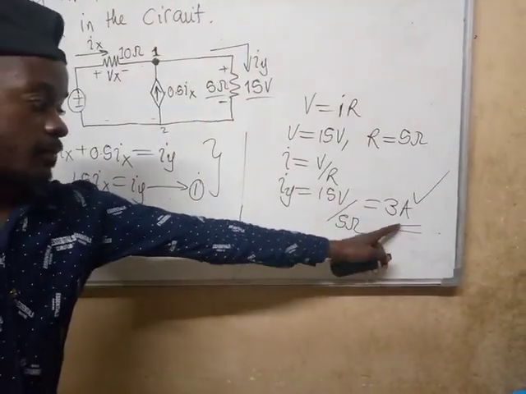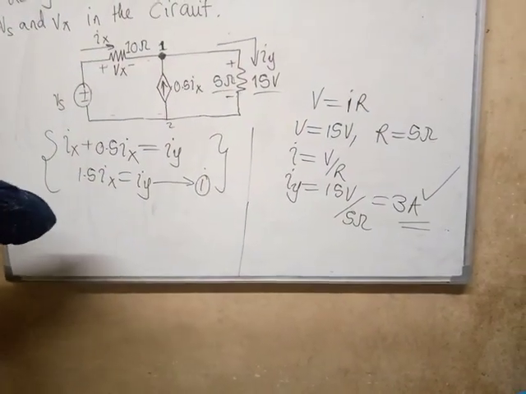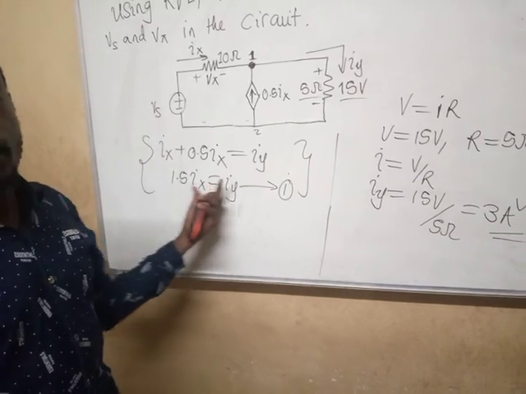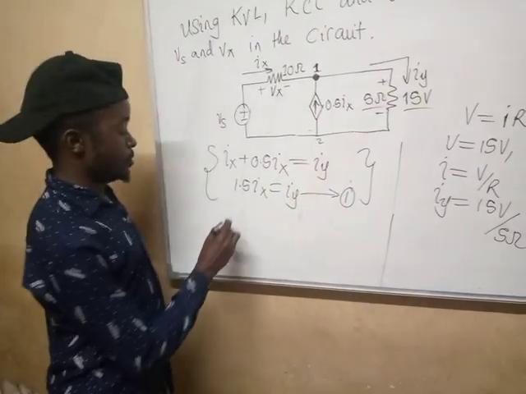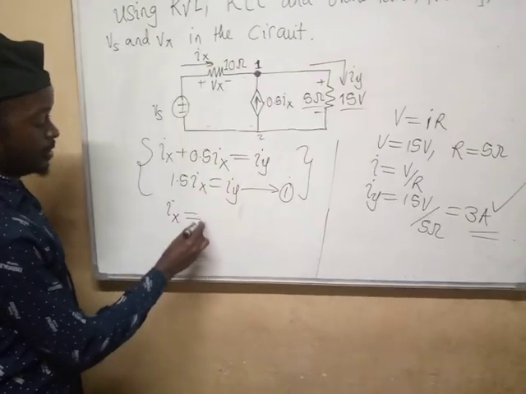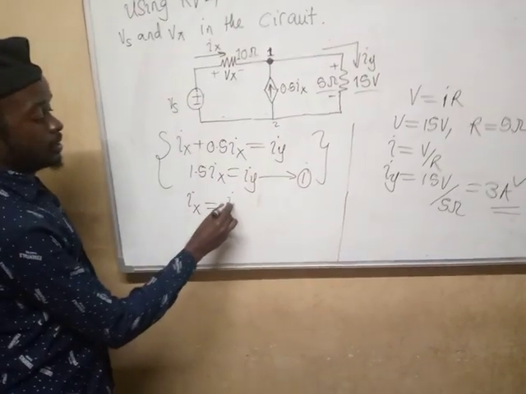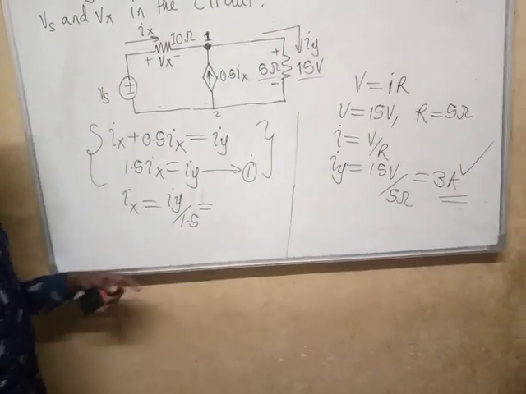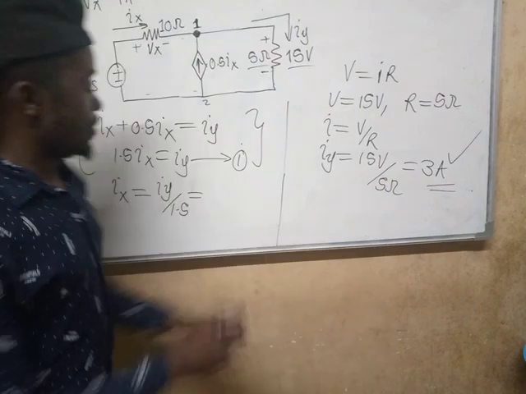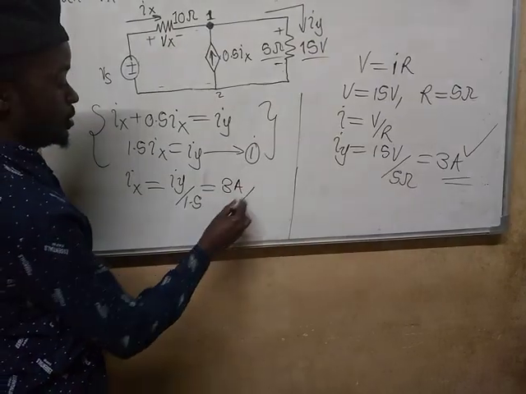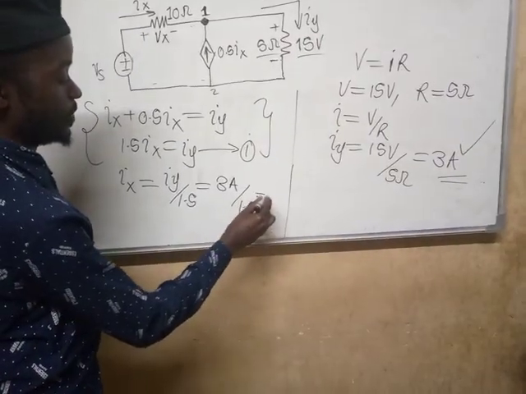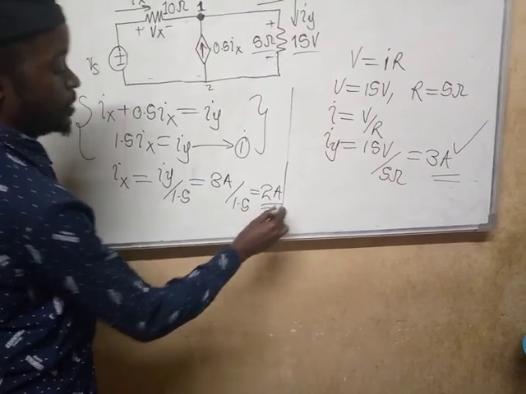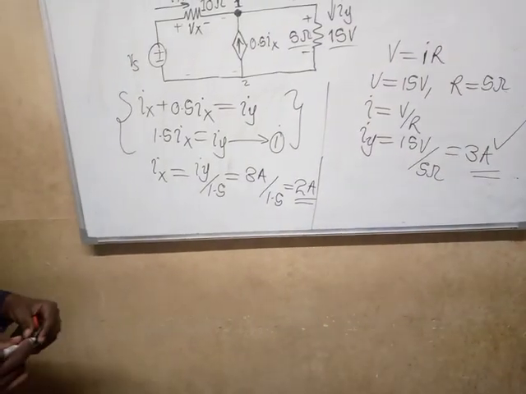So IOI is 3 amps. So I have the value of IOI, but again, I have the relationship between IX and IOI. So in this case, to come up with the value of IX, IX is simply equal to IOI over 1.5. So 3 amps divided by 1.5. So the value of IX is simply 2 amps.